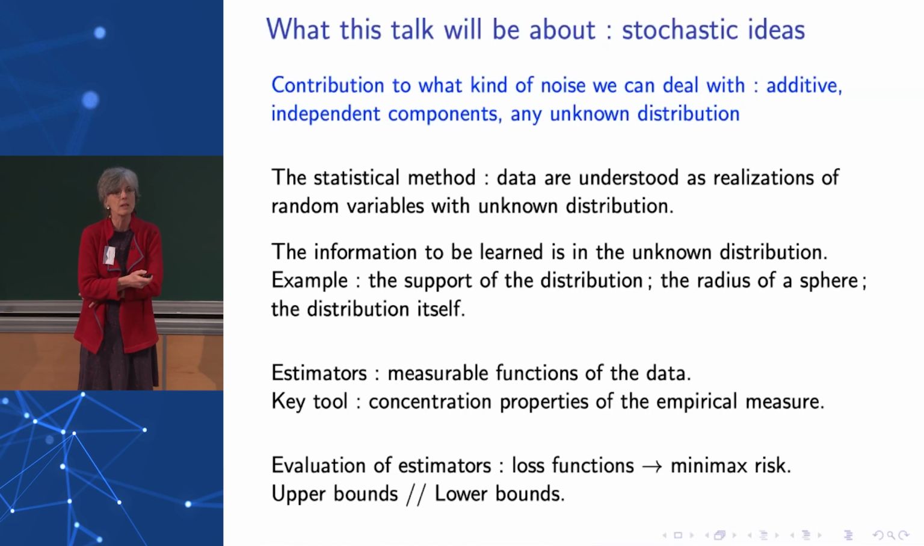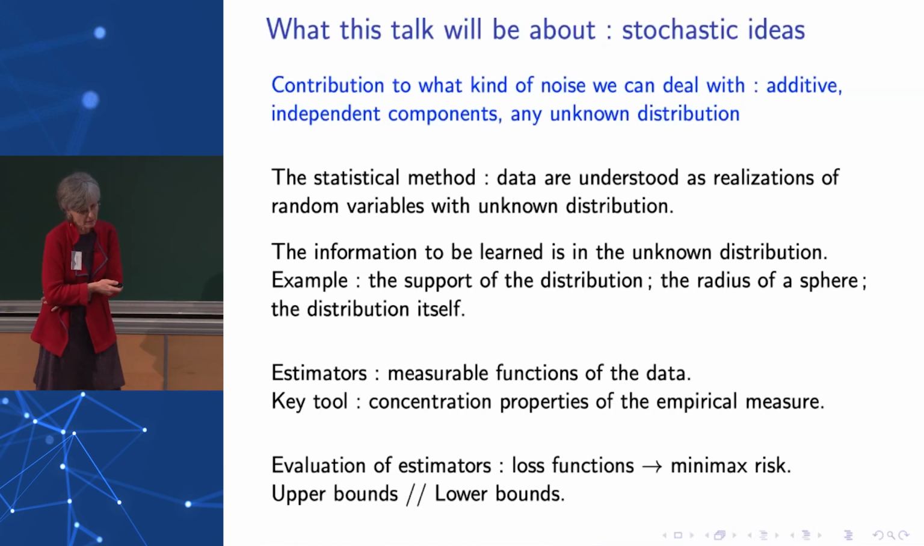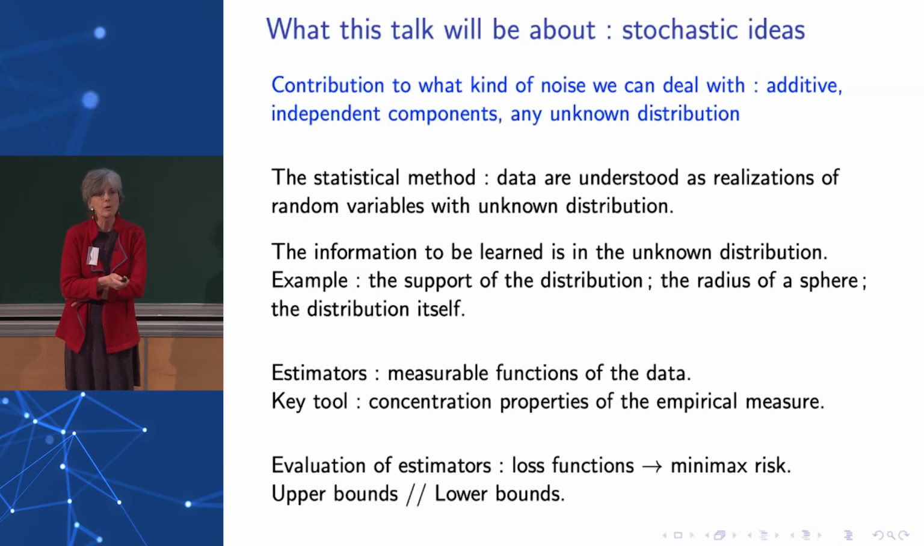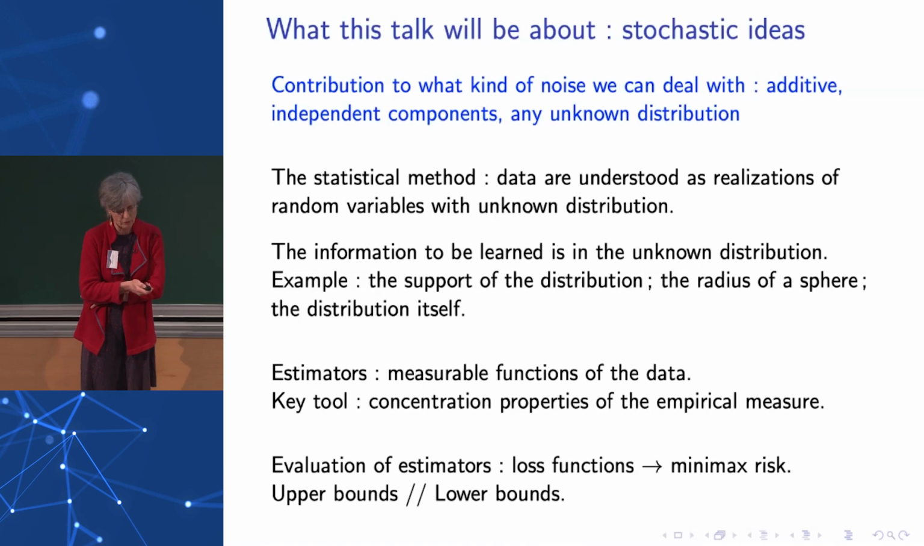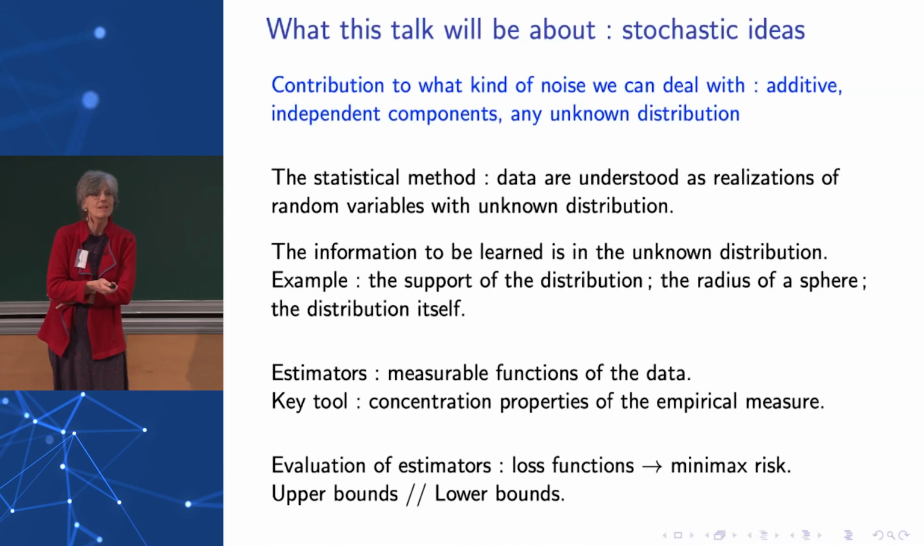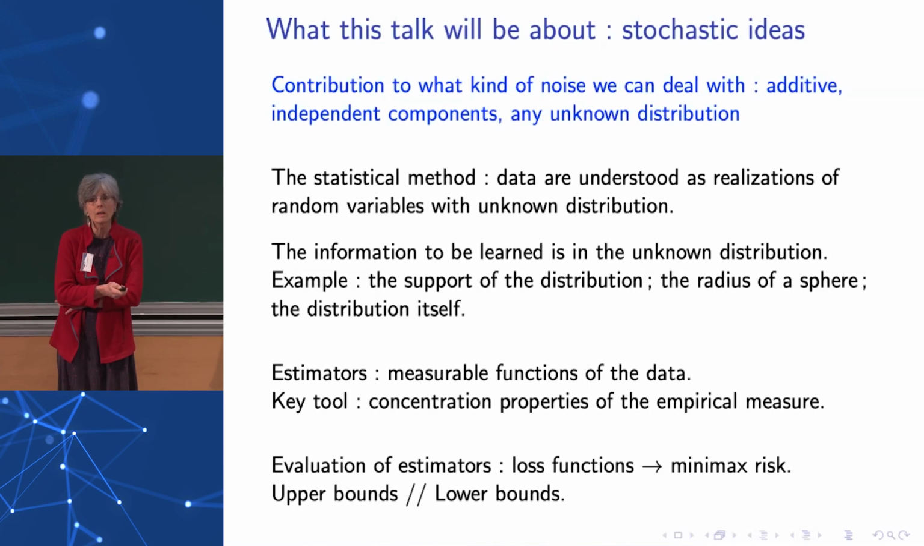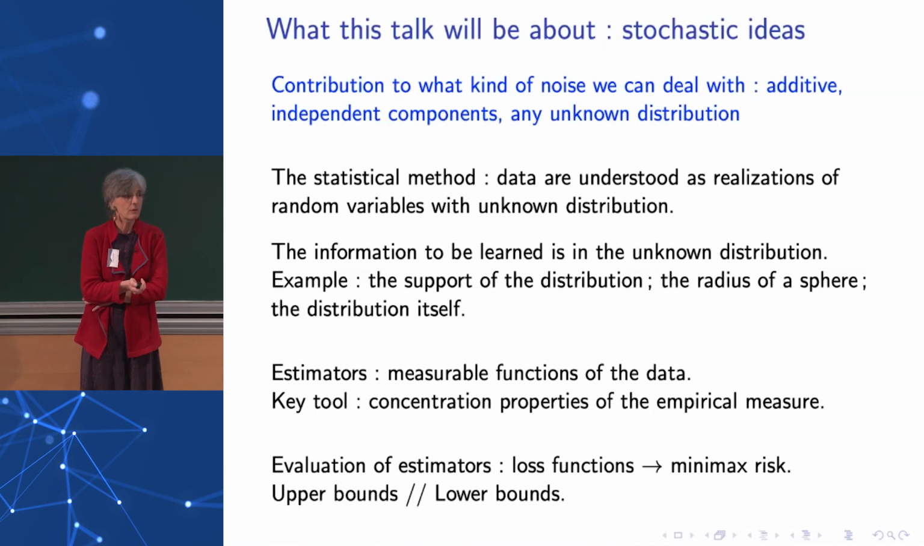So the stochastic modeling means that data are understood as random variables. The distribution of the points is unknown. I will consider points which are IID, independent, and with the same distribution. And what we have to learn is about the distribution of the points. It's hidden in the unknown distribution. So here I will mostly consider the support, but it can be also the radius if the support is a sphere, or I will have results also on the distribution itself. And we want to use only functions of the data to give results.